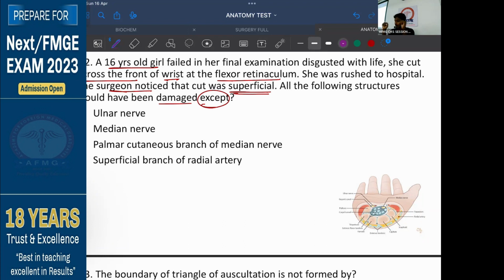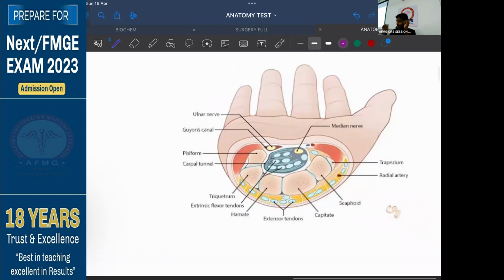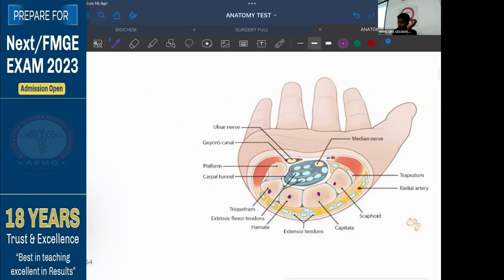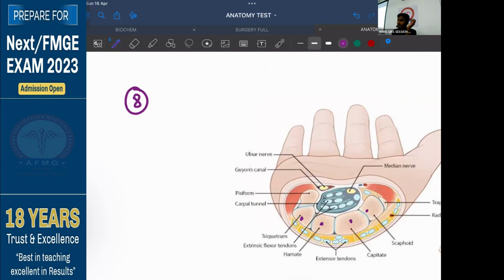So please remember, I hope all of you are quite aware of the anatomy of the wrist. If I talk about anatomy of the wrist, सबसे पहले, what are these over here? These are your, क्या होते हैं wrist में, कौन से bones होते हैं? Carpal bones. How many carpal bones do we have? 8 carpal bones. Lateral to medial बताओ जरा.